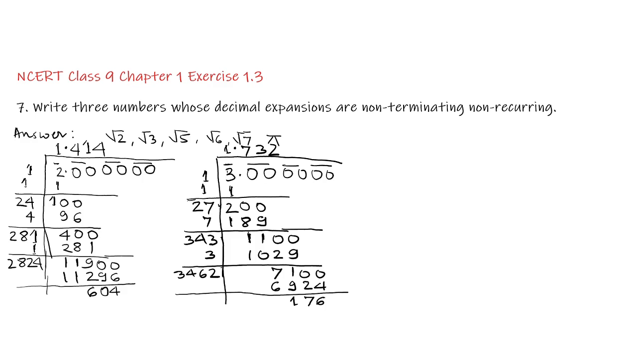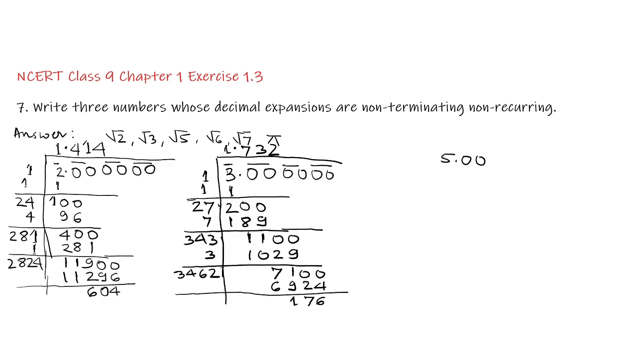Now we have found the value of root 3 up to 3 digits by division method, and the value is 1.732. And this division goes on, and we get the quotient as non-terminating, non-recurring. So the value comes out to be 1.732. Now we try this for one more digit, root 5.